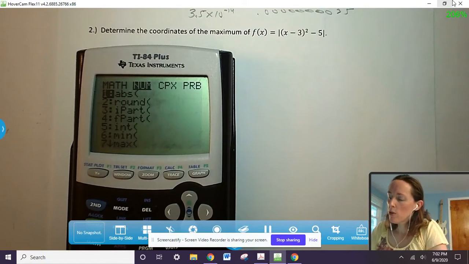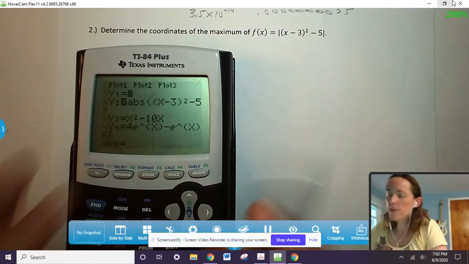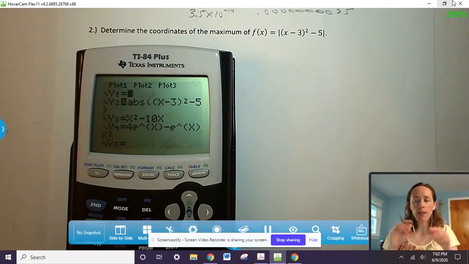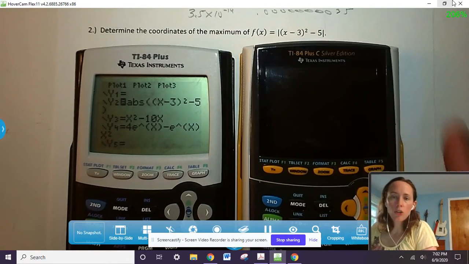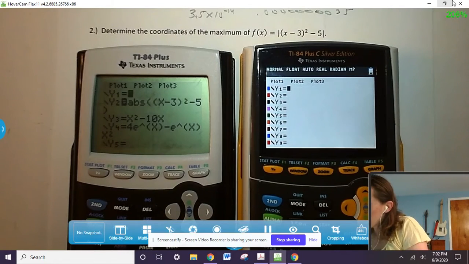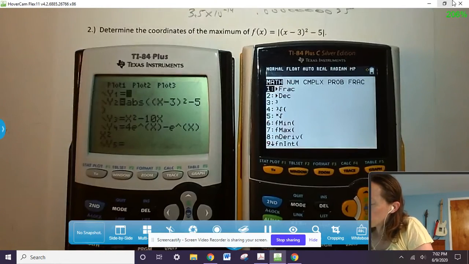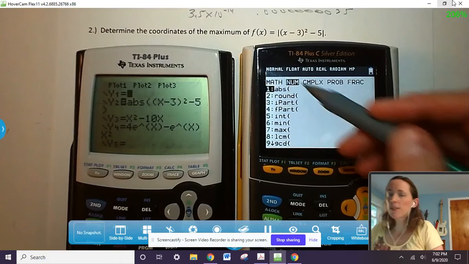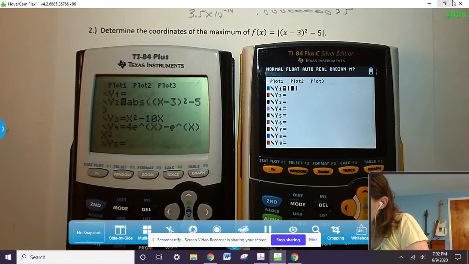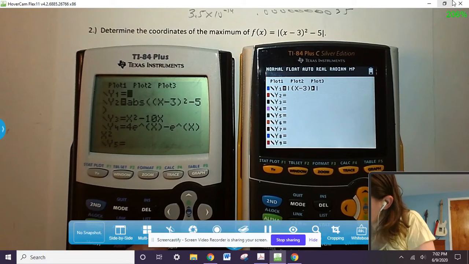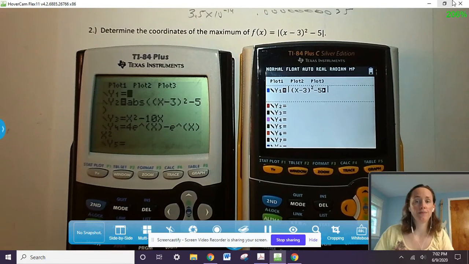Okay, so if you go to select abs on an older graphing calculator, it actually puts ABS, and then you need to put all that in parentheses. If you are using a slightly newer graphing calculator, when you hit math and arrow over to num and select abs, it's actually going to show you those absolute value bars. So then you can put x minus 3 squared minus 5 in there and get your graph.